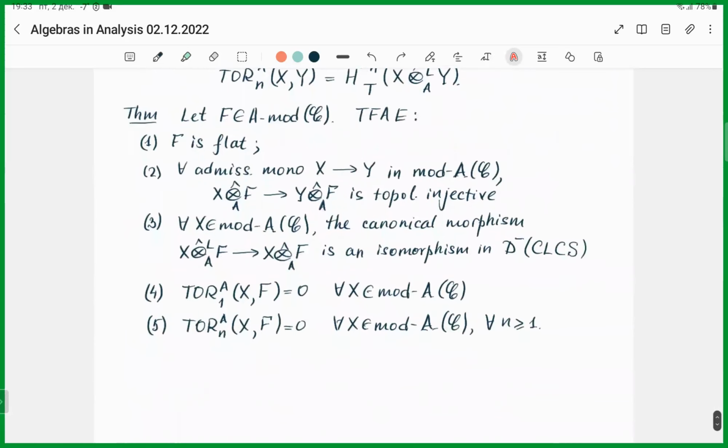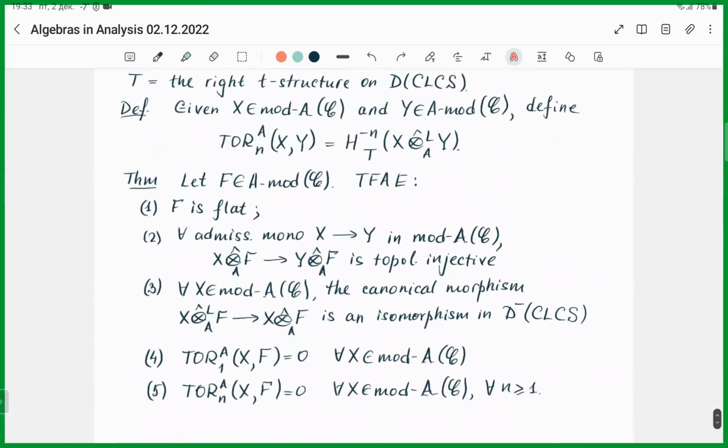So by using this functor, we can give the following characterization of flatness. If F is a left topological A-module, then the following conditions are equivalent. Condition 1, F is flat. Condition 2, the projective tensor product with F, the projective tensor product functor, takes admissible monomorphisms to topologically injective operators.